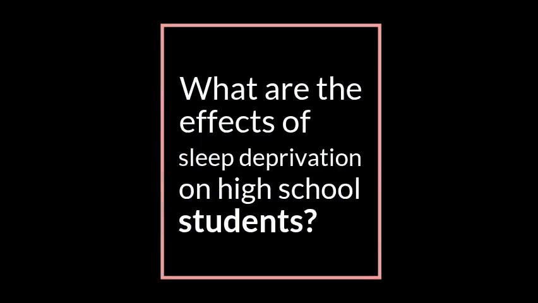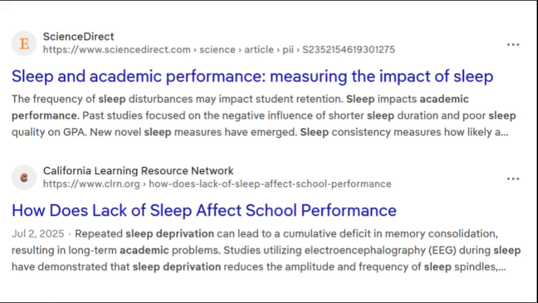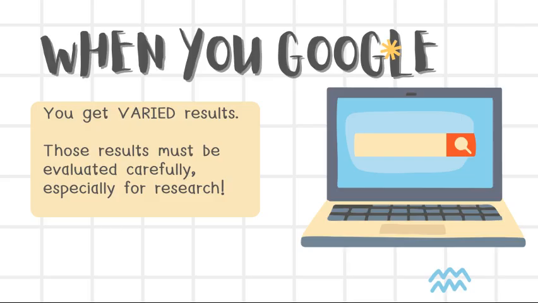Let's take a real research question. What are the effects of sleep deprivation on academic performance in high school students? Here's what happens when you put that into each tool. In Google, you get a mix. Some news articles, some psychology websites, maybe a blog post, possibly an .edu page from a university health center. The results vary in credibility, and you need to evaluate each one carefully. Some will be excellent, some will be very basic, some might even be wrong.